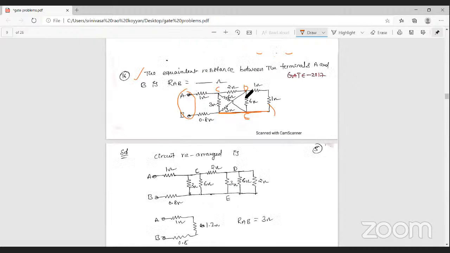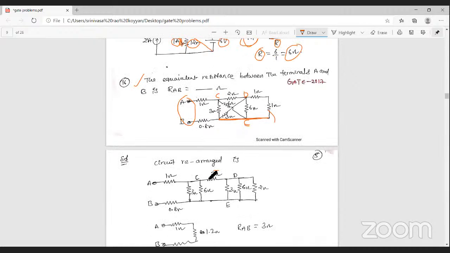Here C to D, what is the element? C to D is a 2 ohm resistance, and C to E is a 6 ohm resistance. That's why this whole node is E. C to E here is also a 3 ohm resistance. Next, D to E is a 6 ohm resistance. There is a D terminal, and E with a 6 ohm resistance.